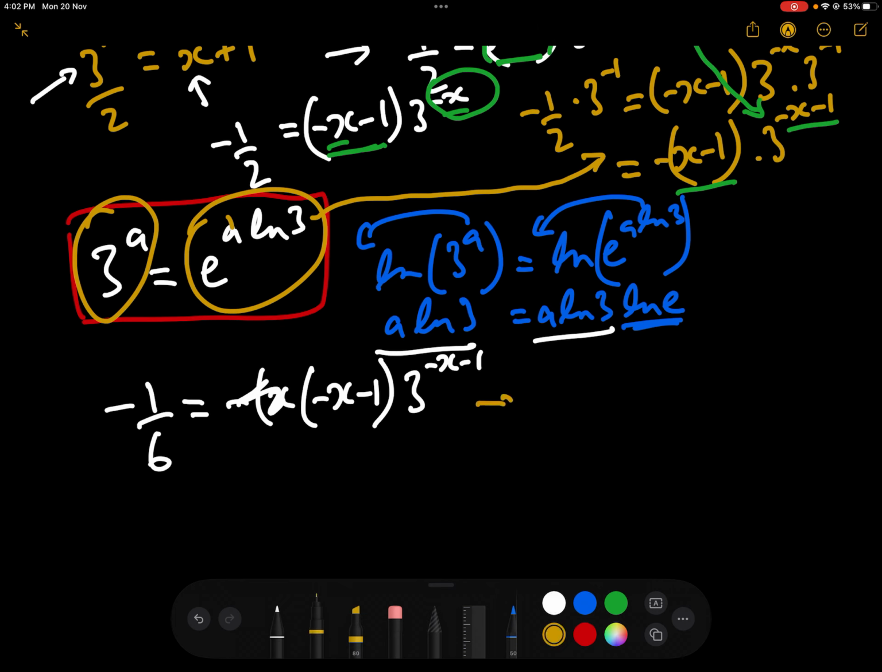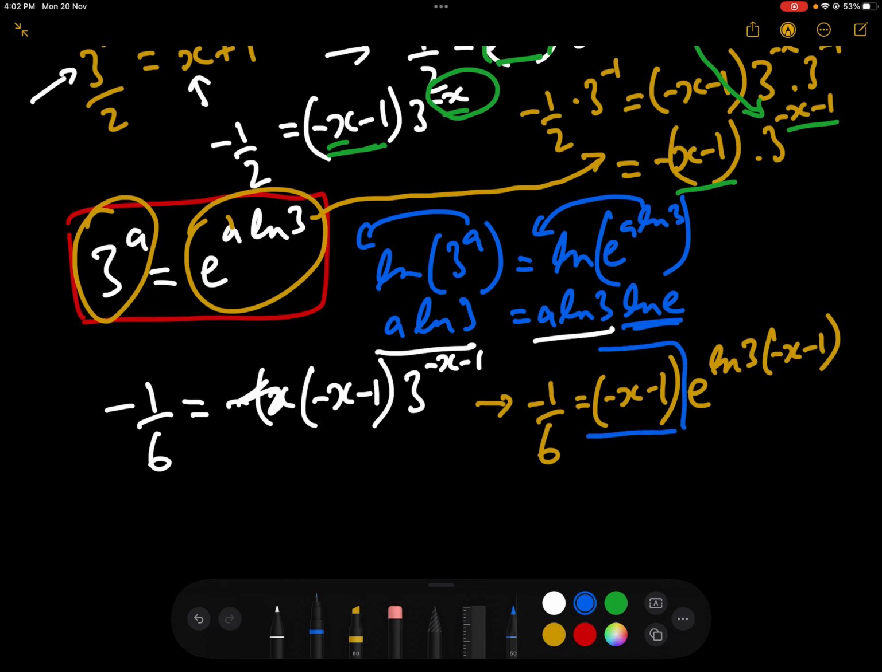And we are now going to replace 3 to the power of a by e to the a log 3, which gives us minus 1/6 equals, brackets, minus x minus 1 times e, we've got to be a bit careful here, to the log 3 times minus x minus 1. All we've done here is we've replaced 3 to the power of minus x minus 1 by e to the power of log 3 times minus x minus 1.